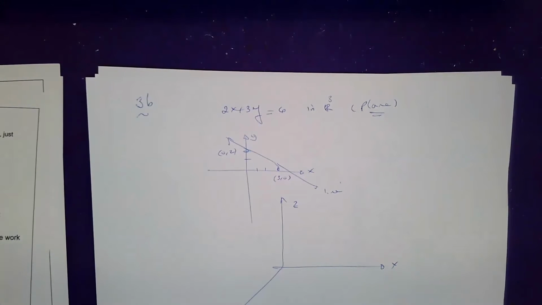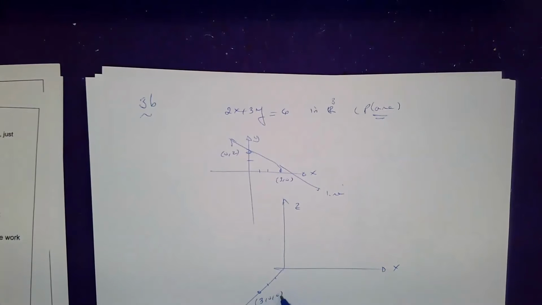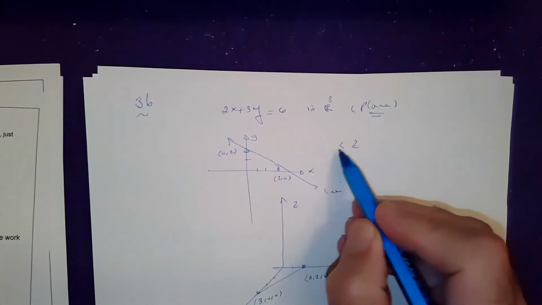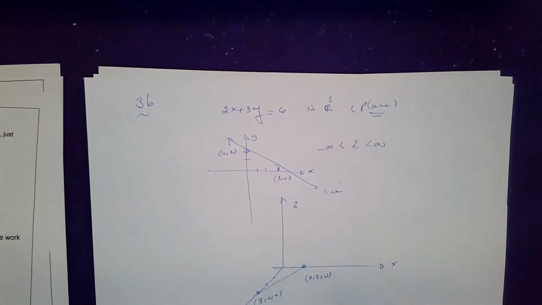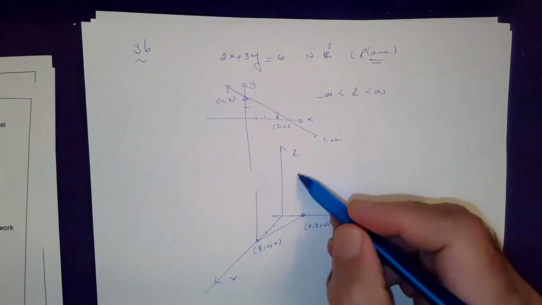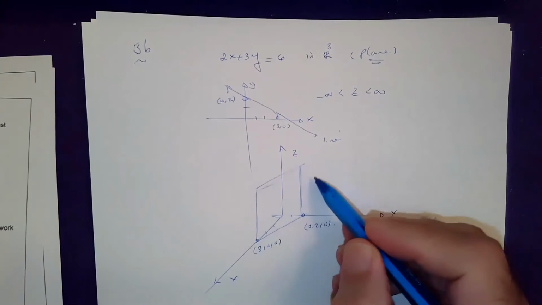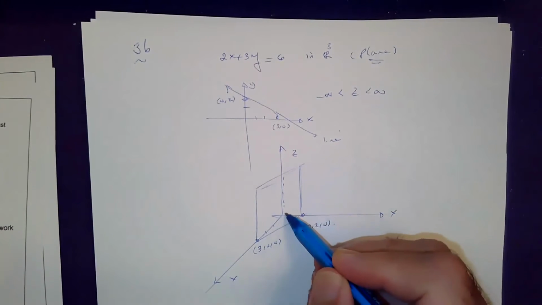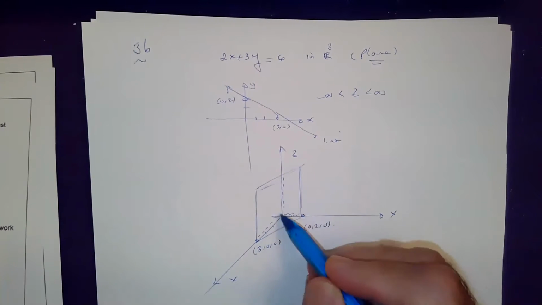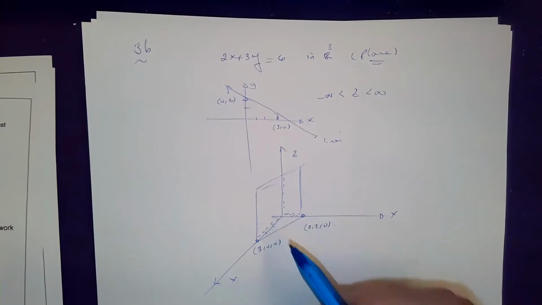So the x-axis is 3, so this would be 3, 0, 0. Y-axis is 2, so that would be 0, 2, 0. Connect these two points, but remember z is missing, so that means z goes from negative infinity to infinity. Therefore, extend this along the z-axis, and lo and behold, you got your plane.